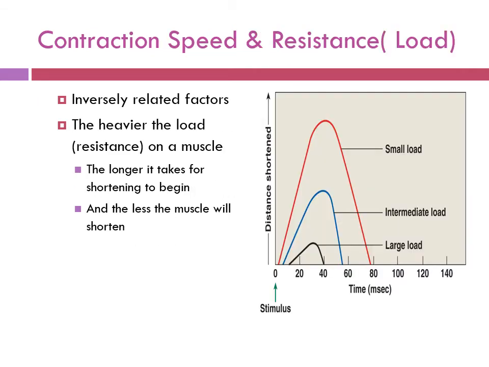So this is just showing that if you have a heavy load, so a heavy resistance, it takes longer to begin shortening. The large load is down here being shown there, so it takes longer to shorten and it shortens less. Here's a medium-sized load, and then with a small load you can shorten really quickly and move it really far and then drop back down.